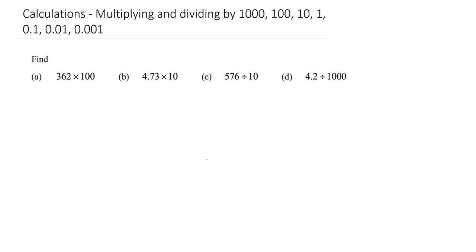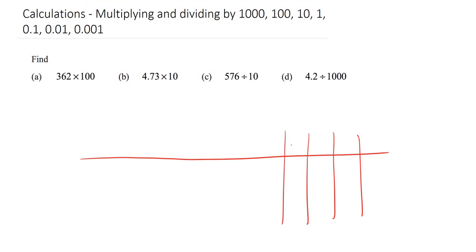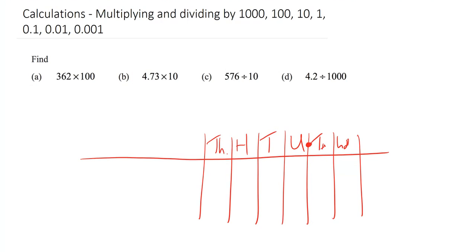So let's quickly draw that out. If you remember, let's start with the units here, and tens and hundreds and thousands. And we usually have a decimal point, and then we have tenths, and then hundredths, and then thousandths, right? So we can write some numbers into this grid very easily. So for example, A, we're going to have 362. Now, there's no other values in there, right?